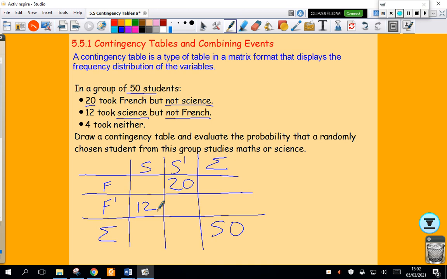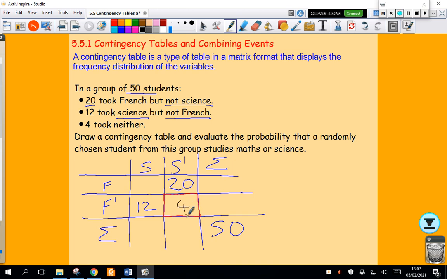Okay? And 4 took neither. That means they didn't take French and they didn't take science. So where do they go? That's an important cell to know. That's that cell in there. Think about why that is. Everyone in this row does not take French. Everyone in this column does not take science. So the 4 who took neither are going to go in there.